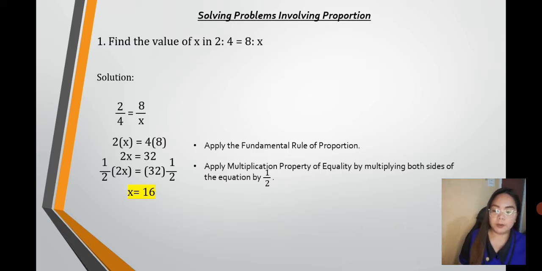Apply the fundamental rule of proportion or cross-multiplication. 2 multiply by x is equal to 4 multiply by 8. So, makukuha natin is 2x and 32. Next, apply multiplication property of equality by multiplying both sides of the equation by 1/2. So, 1 multiplied by 2x is 2x divided by 2 is x, and 32 multiplied by 1 divided by 2 is 16. So, our x is 16.